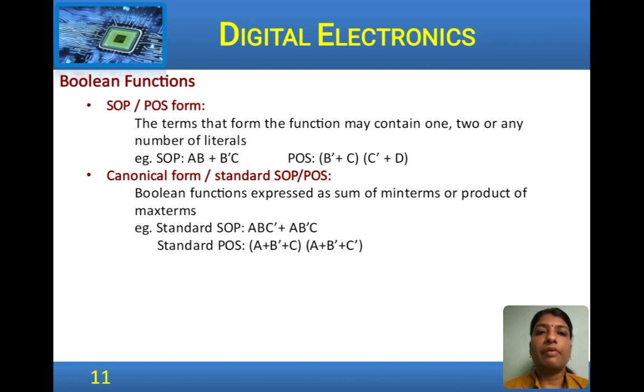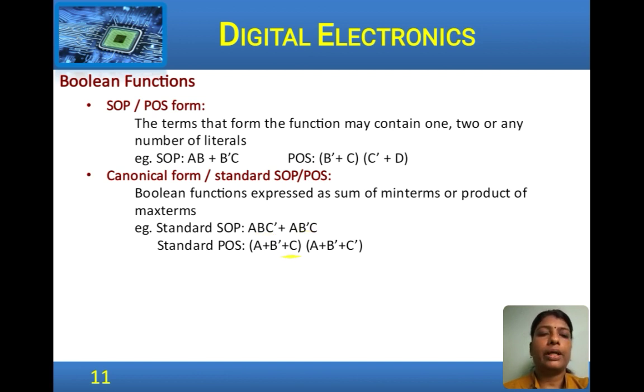Next, the canonical form or the standard sum of products or product of sums. Here it is expressed as sum of minterms. A standard SOP or canonical SOP is the sum of minterms, that is sum of the product terms where all the literals are available. And standard POS or canonical POS is the product of maxterms. So the example over here, standard SOP is ABC' + AB'C. Notice the minterms over here, that is all the variables are available.